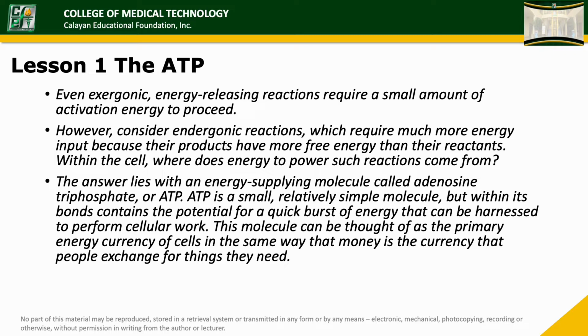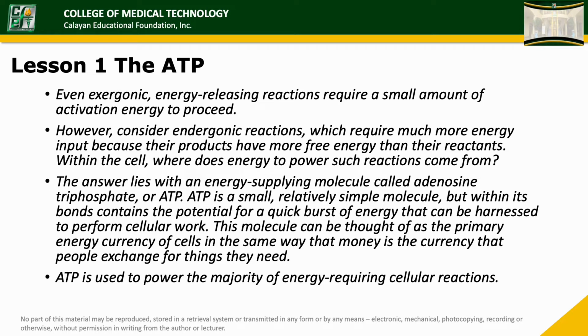This molecule can be thought of as the primary energy currency of cells, as I mentioned a while ago, in the same way that money is the currency that people exchange for things they need. ATP is used to power the majority of energy-requiring cellular reactions. Since we are talking about biochemistry, we are going to describe and explain the chemical aspect of ATP as well as that of cellular respiration.